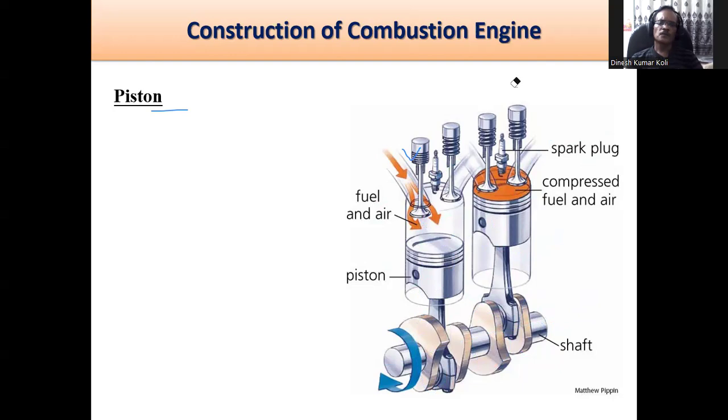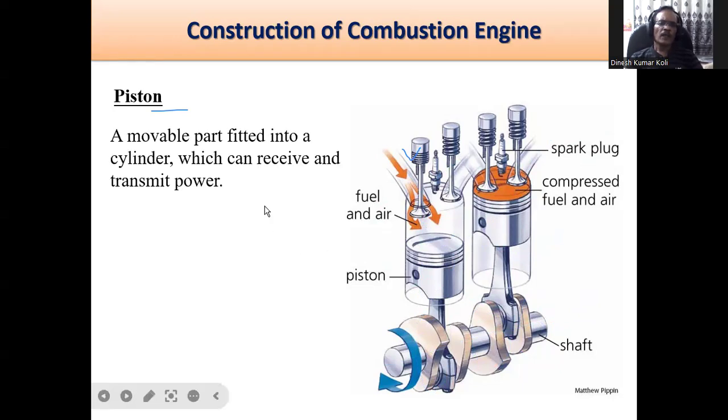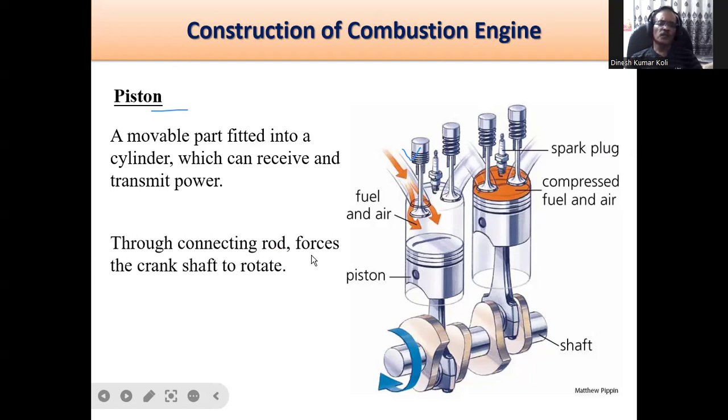Now, a movable part fitted into a cylinder which can receive and transmit power is called the piston. That part which is movable and used for transmitting the power from the cylinder to the crankshaft is called the piston. Through the connecting rod, it forces the crankshaft to rotate. This portion is the connecting rod, which is connected with the crankshaft.